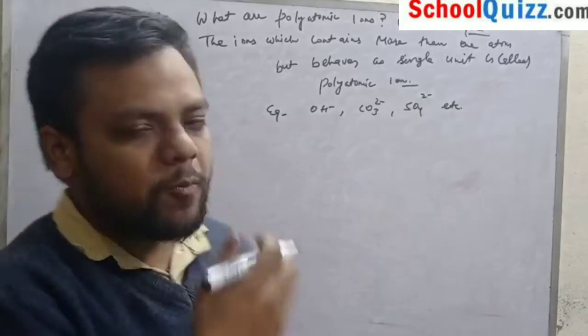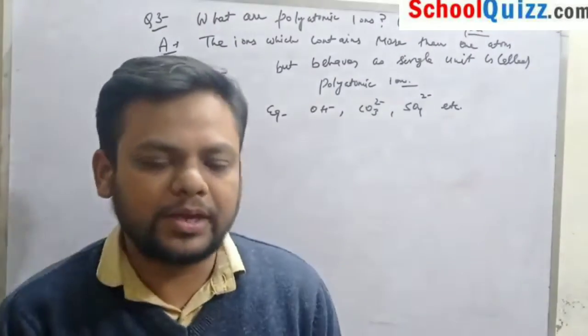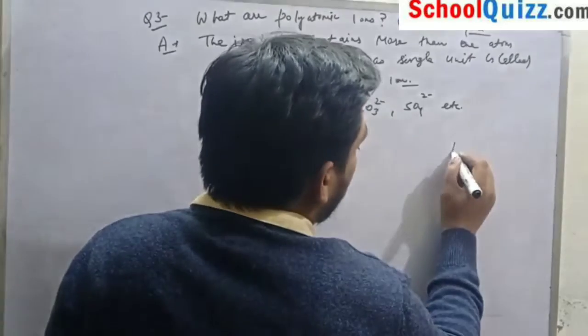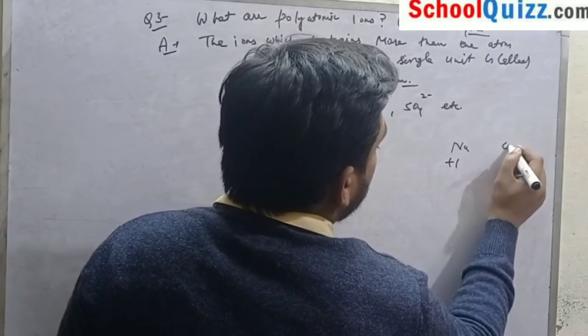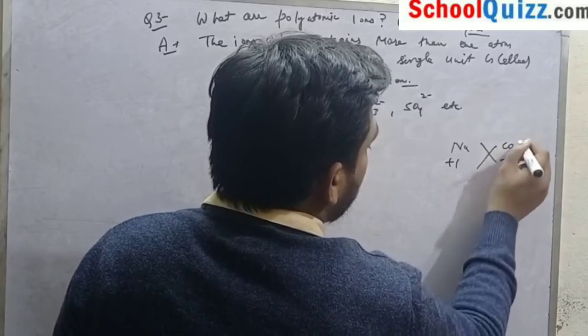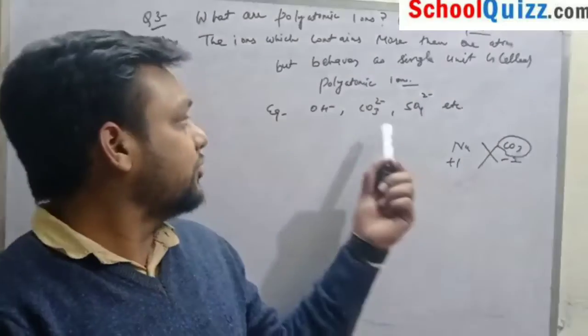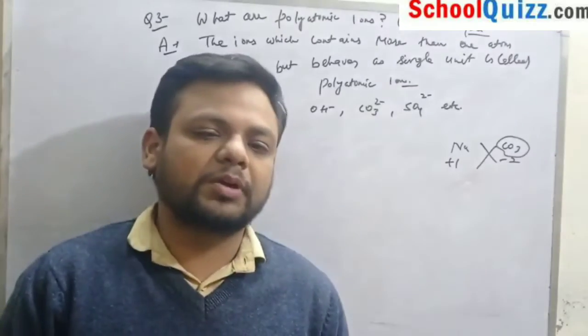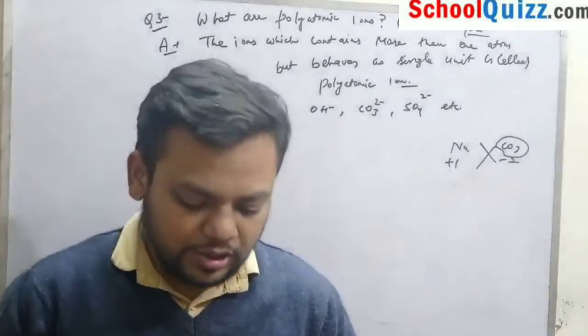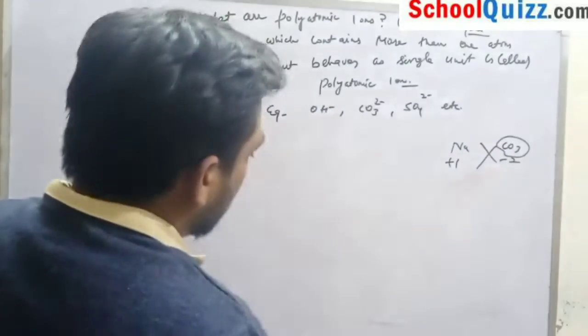These all are polyatomic ions. As we know, they behave as one. For example, if we take sodium carbonate, Na plus 1 and CO3 minus 2, they are behaving just like one. So this question is important. Sometimes it comes in the paper for 1 mark. Okay, now we will move to our fourth question.